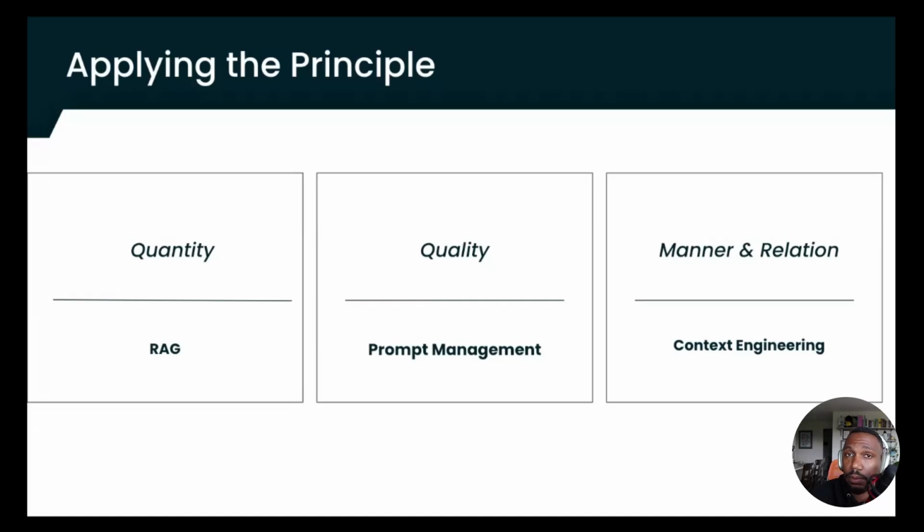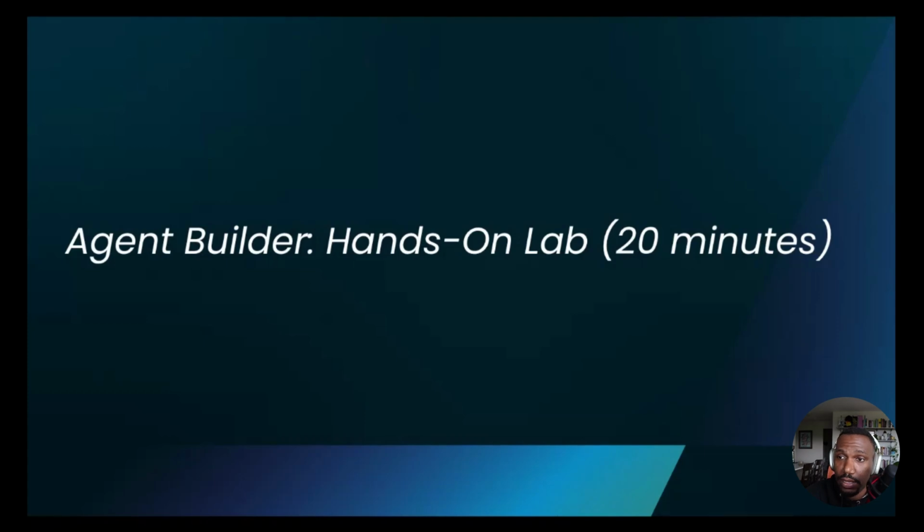I would think about prompt management as focusing on how and what you're writing, while RAG is focusing on pulling in more to give additional context. And the reason context engineering is so important is because it adds an additional layer of communication on top of that, focusing primarily on the manner and relation of what we're saying and really how the agent is going to respond to us. So in our demo today, we're going to be going through the Elastic Agent Builder.